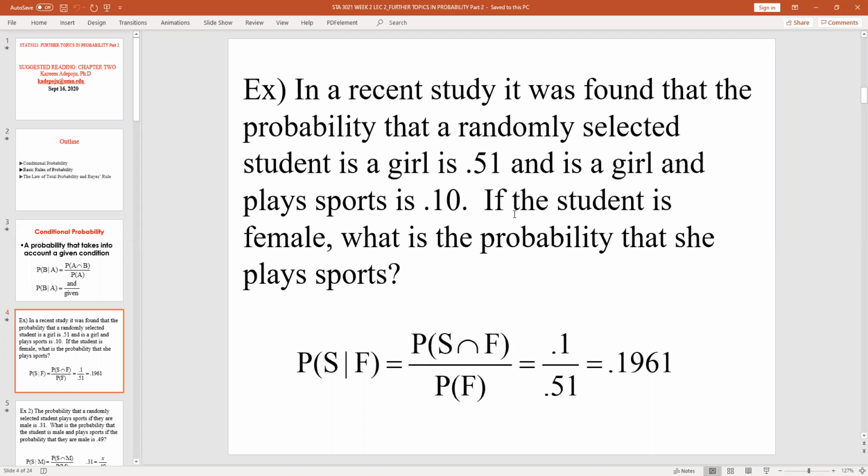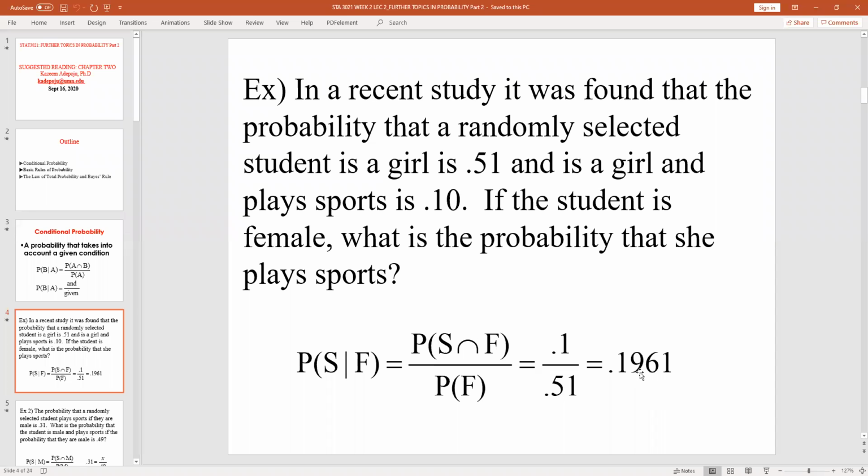Now look at the question here. If the student is female, what is the probability that she plays sports? The question they are asking you right here is a conditional probability because she has to be a female before she plays sports. That is the reason why the event of being a female will come first. And what we are interested in right now is just to see whether she plays sports. Of course, this is what they're asking about, and this is the formula that I'm going to use.